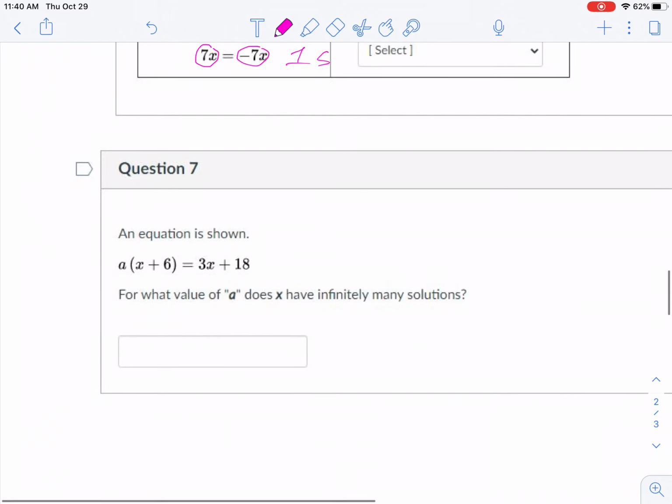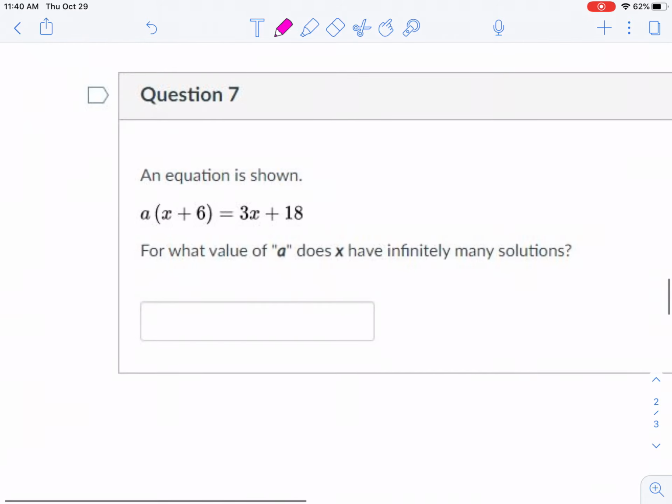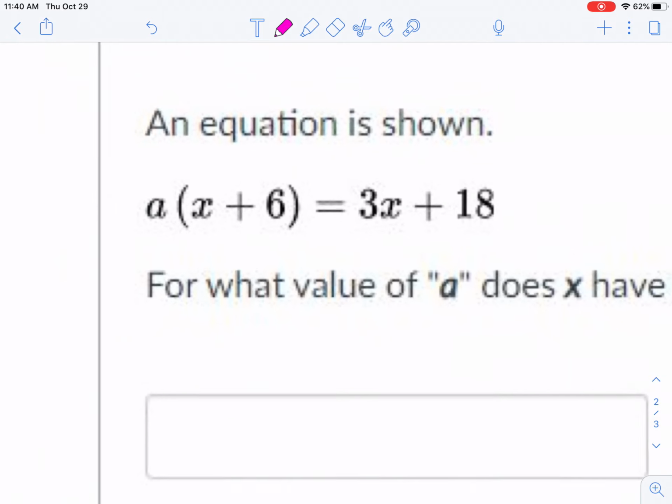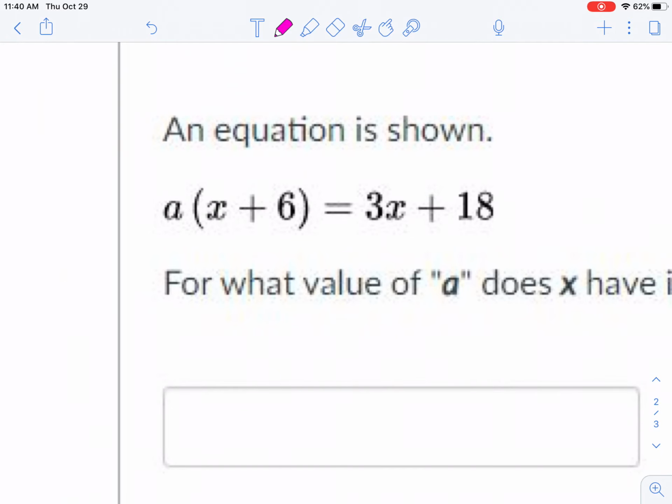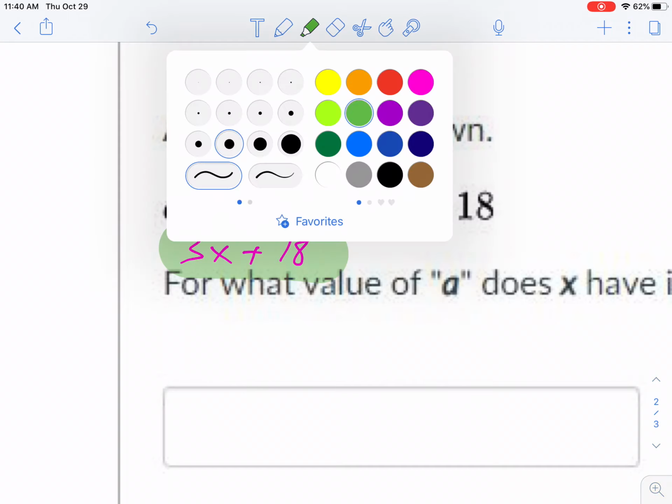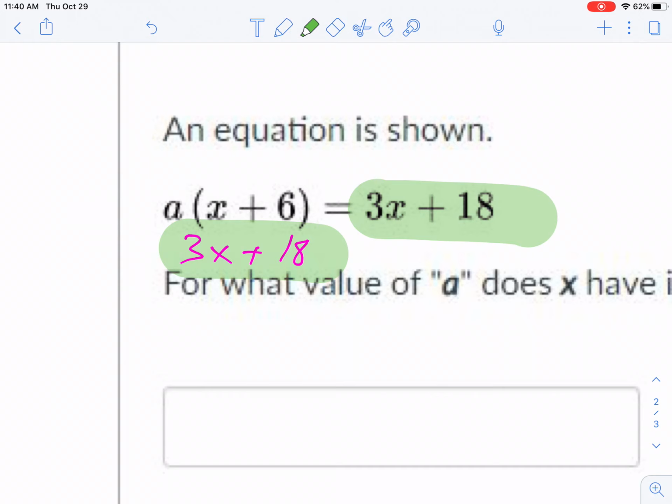For an equation shown like this, it says for what value of A does x have infinitely many solutions? Here's what I know. For it to be infinite solutions, this side has to become 3x plus 18 because these have to be the same. So in order to do that, what times x will equal 3x? Well, 3. What times 6 will equal 18? 3. So the answer that you're looking for is 3.